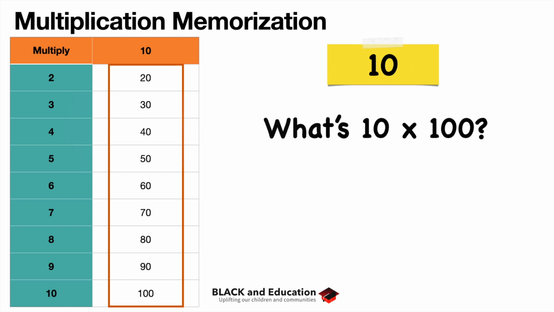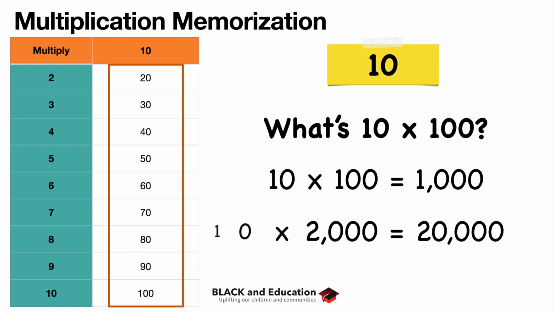Looking at our tens. What's 10 times 100? If we take our rule, we just add a 0. Well, that's going to be equal to 1,000. We just took 10 times 100 and added one more 0, and that's going to be 1,000. What about 10 times 2,000? Well, add one more 0 to the end of 2,000, and that's going to be equal to 20,000. So that's how we do our tens.